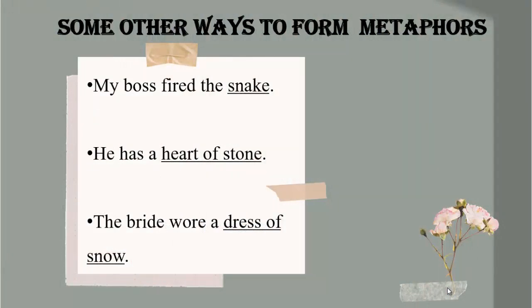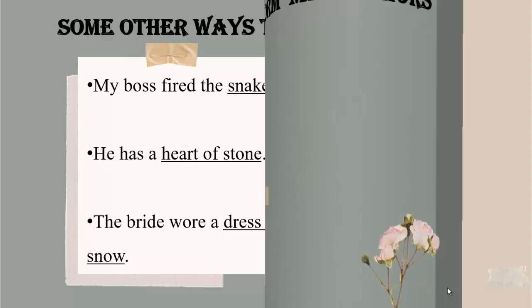Here are a few more examples of metaphors. Even though they are not written in the same pattern, they do compare different nouns. For example, my boss fired the snake. The employee is being called a snake over here as he was sneaky and disloyal. He has a heart of stone. The bride wore a dress of snow. As the dress is soft and white, it is directly being termed as snow.